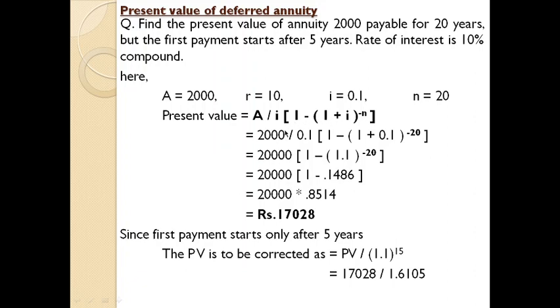Earlier we computed on the basis of annuity, that's why we used the minus 1 situation. Here we are finding the present value factor, not on the basis of annuity. We are finding the present value of a certain number after considering the lapse of the first 5 years. That's why we are using this equation. So PV divided by 1.1 raised to 15, you will get 17,028 divided by 1.6105, that is 10,573.